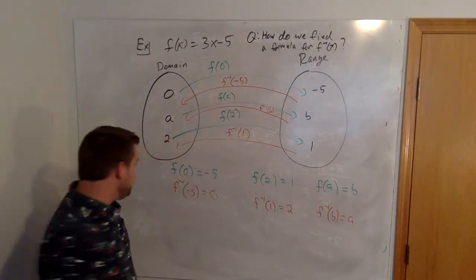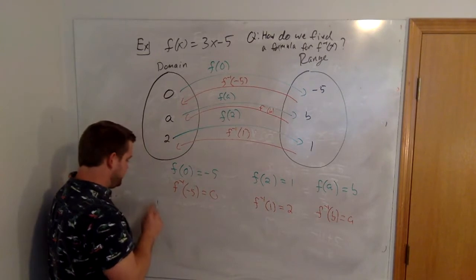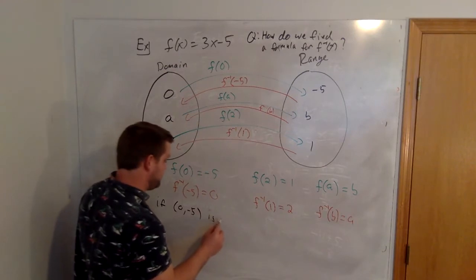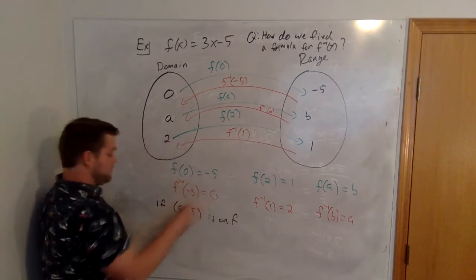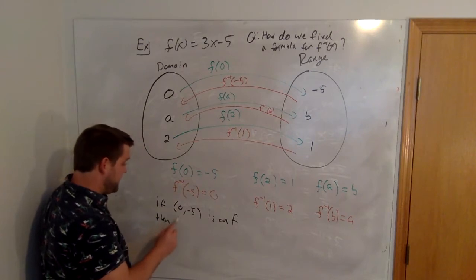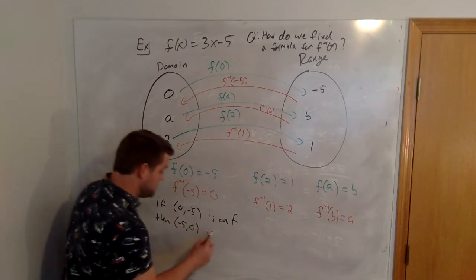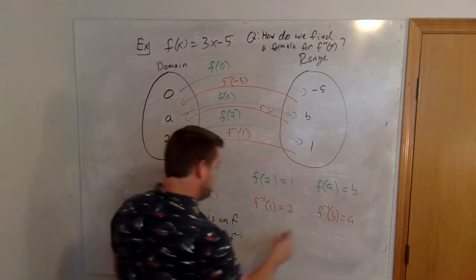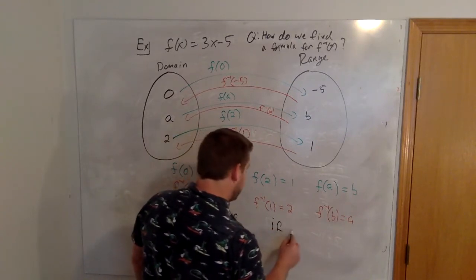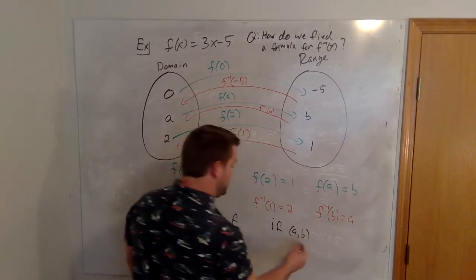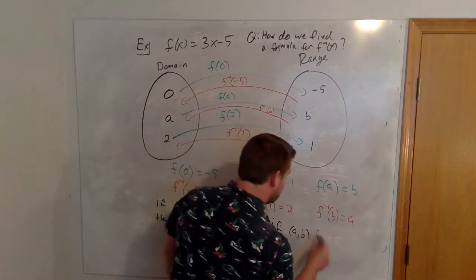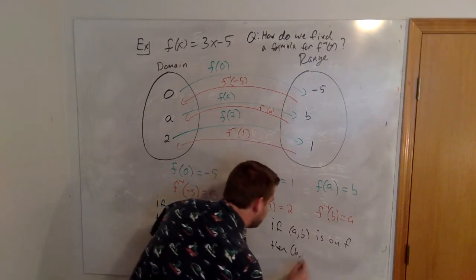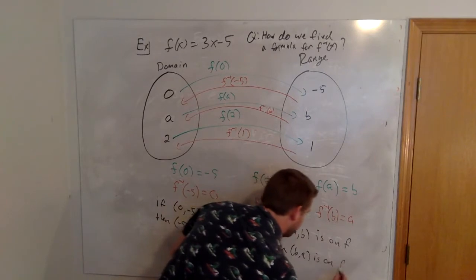Well, let's make a nice observation here. Notice that (0, -5) is on f. So if you plug in 0, you get an output of -5. Then (-5, 0) is on the graph of f inverse. We could do this in general with A's and B's: if we plug in A and get an output of B, this would be a point on the graph of f. If (A, B) is on f, then (B, A) is on f inverse.